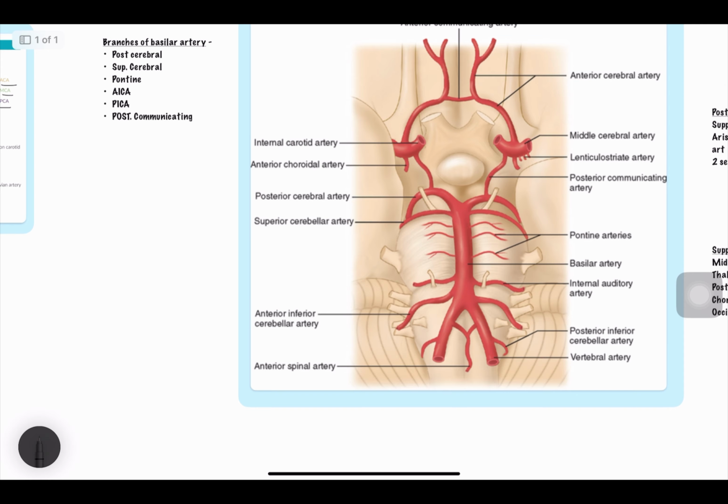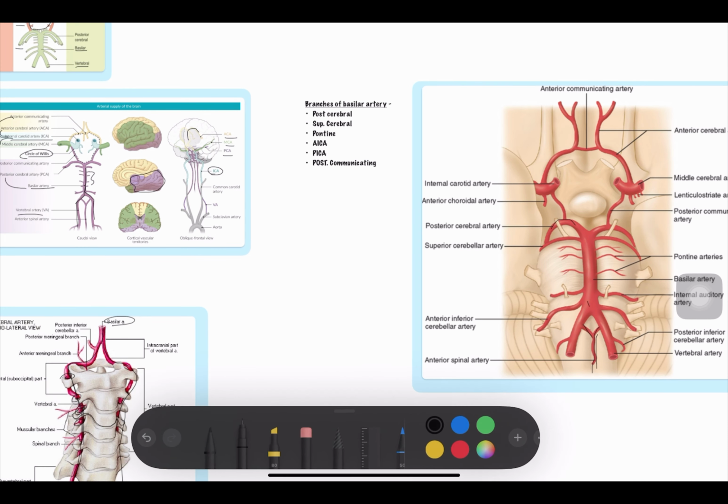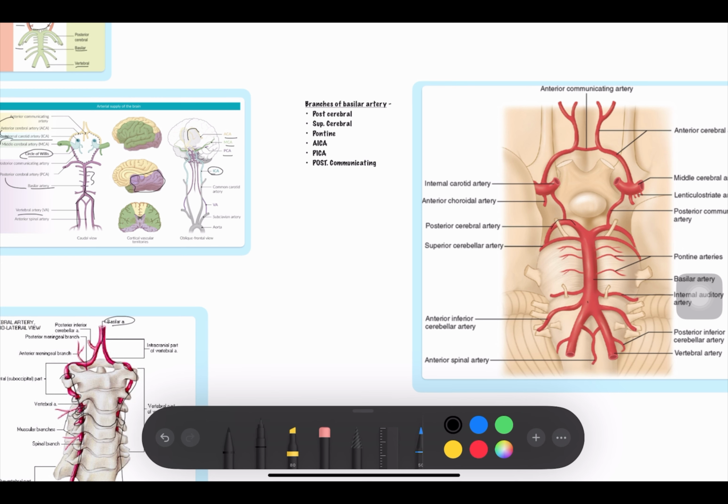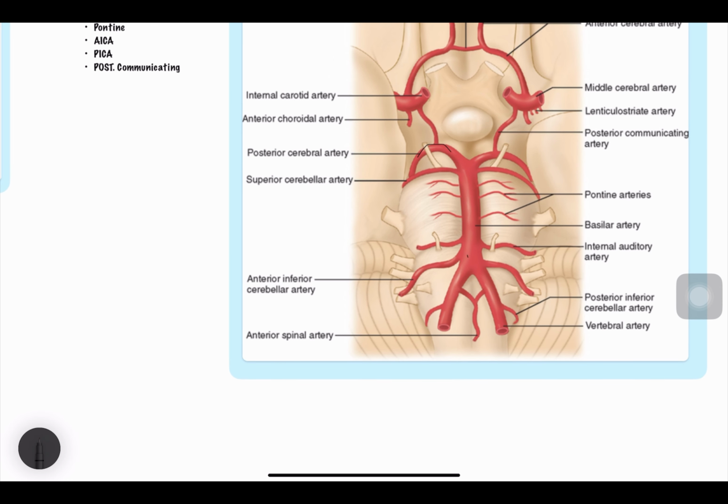So here we can see the vertebral arteries given off by the two subclavian arteries, and they also form the anterior spinal artery, which has a major contribution in the spinal circulation. So talking about the branches, now we know that the anterior spinal artery is a branch given off by the vertebral arteries, and the vertebral arteries are from the subclavian arteries on either side.